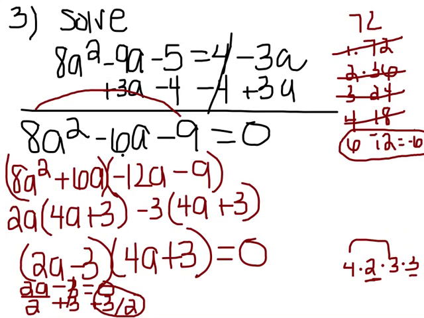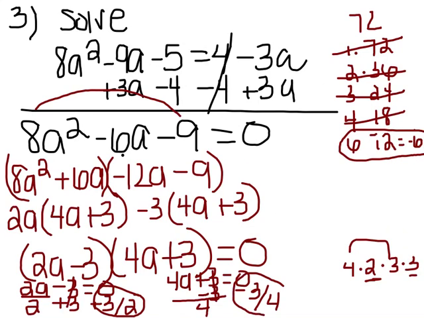In our second equation, we have 4a plus 3 equals 0. We'll be subtracting 3 on both sides. Then we'll be dividing both sides by 4. So our answer will be a negative 3 over a positive 4. So our two answers in solving this quadratic equation are a positive 3 over 2 and a negative 3 over 4.